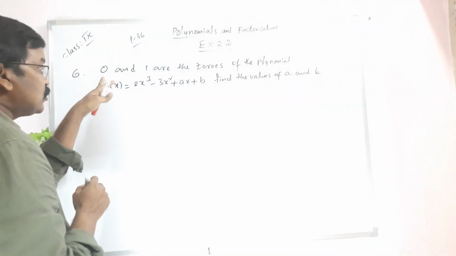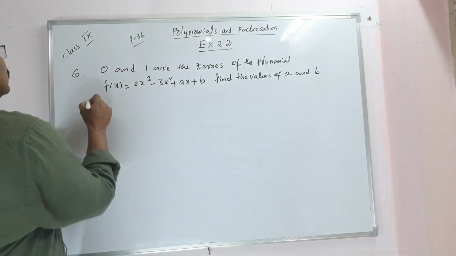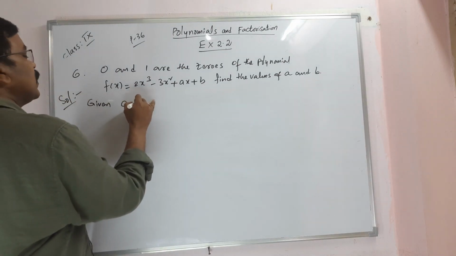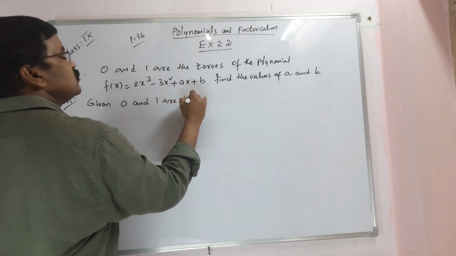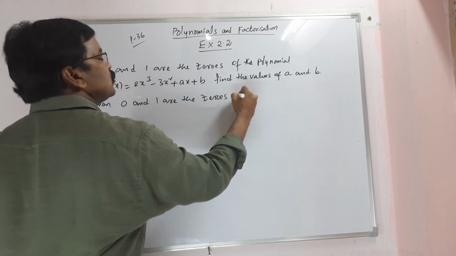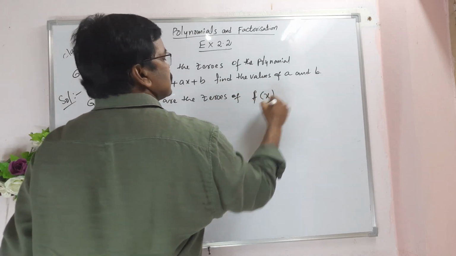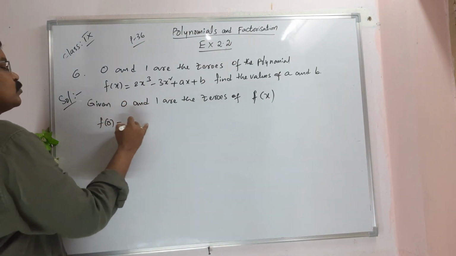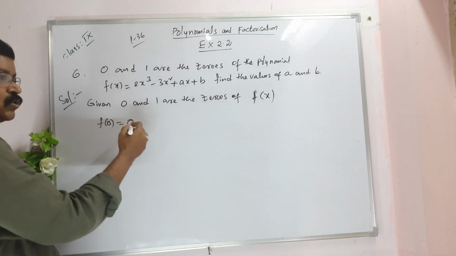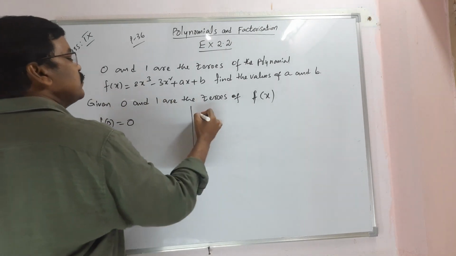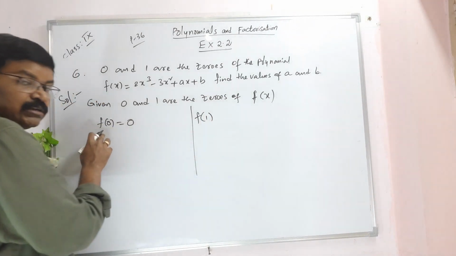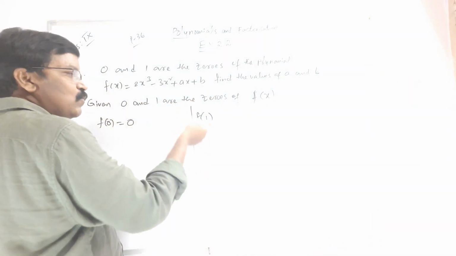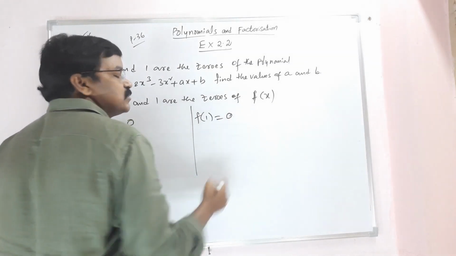See, my dear students, here 0 and 1 are the zeros of the polynomial. So, given 0 and 1 are the zeros of given f of x. Given f of x means polynomial. Since 0 is a zero of the polynomial, f of 0 should be equal to 0, no? Here 1 is the zero of the polynomial means f of 1 is equal to 0.